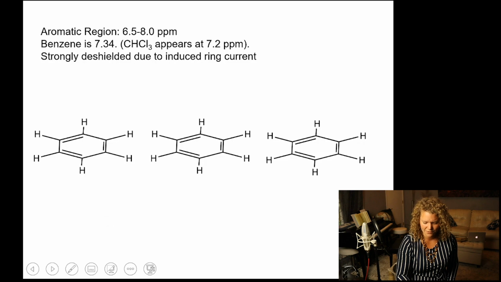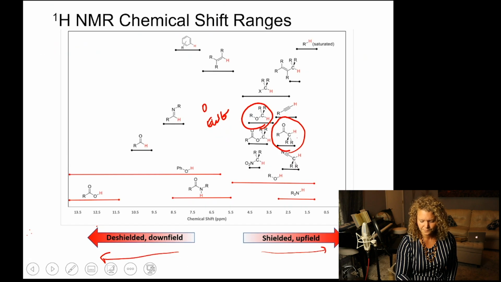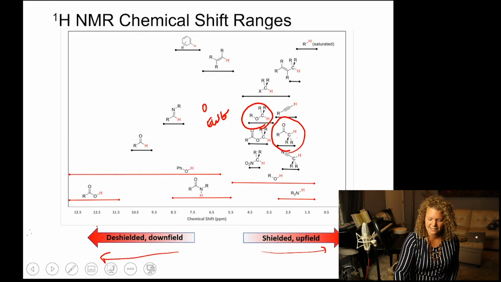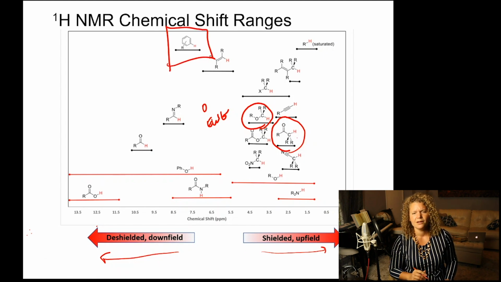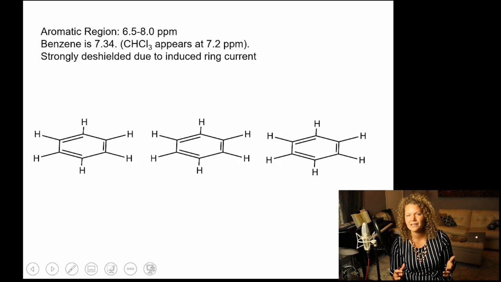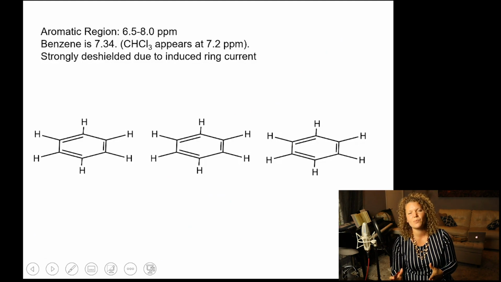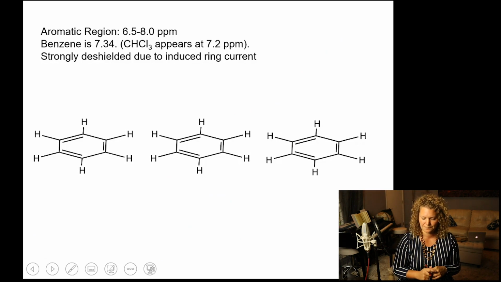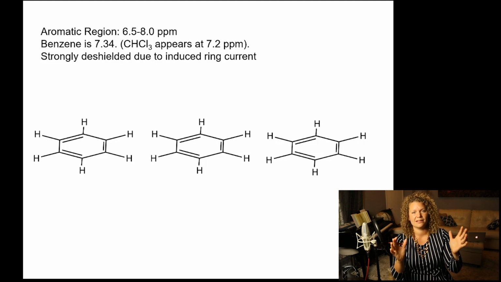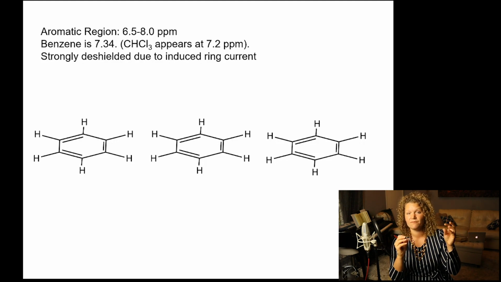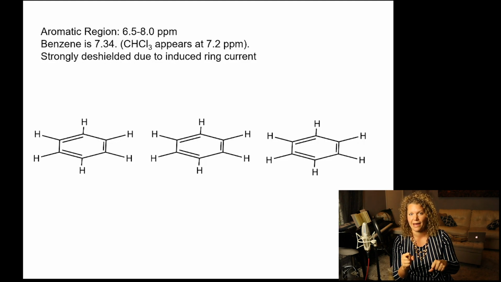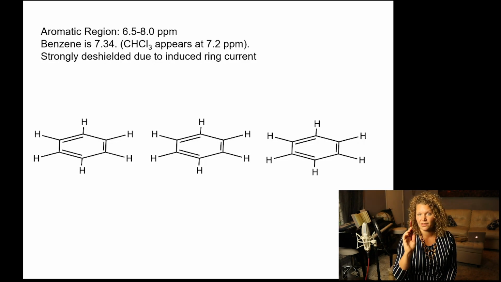One of the things you might have noticed in this appendix is that our benzene shifts pretty far downfield compared to, say, a saturated alkyl group. They're typically in the range of around 6.5 to 8 ppm. The range depends a lot on the functional groups that we have bound to that aromatic ring. Benzene is at 7.34 ppm.